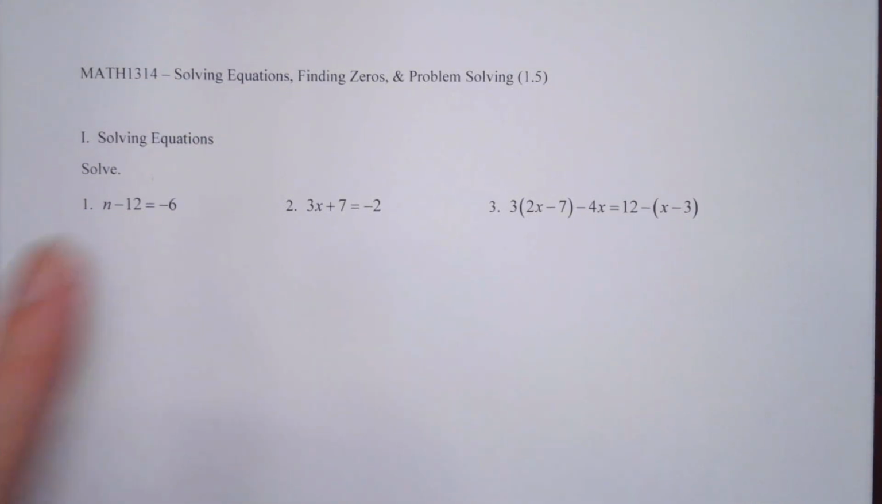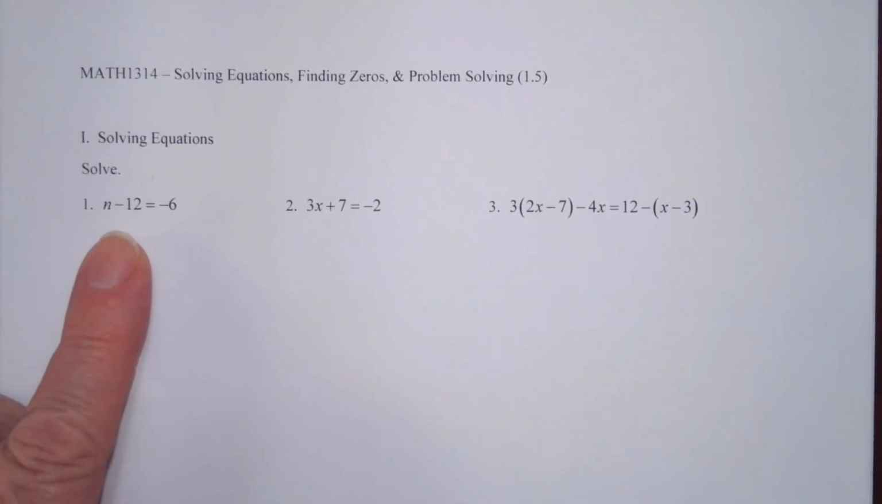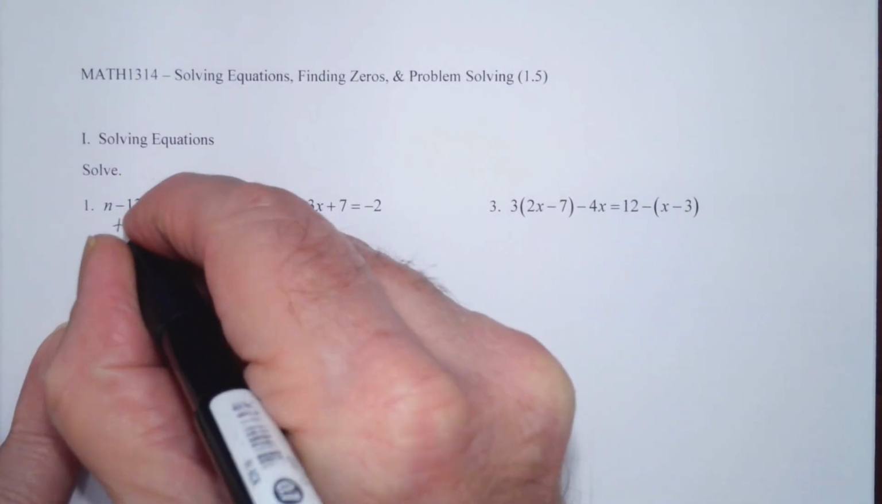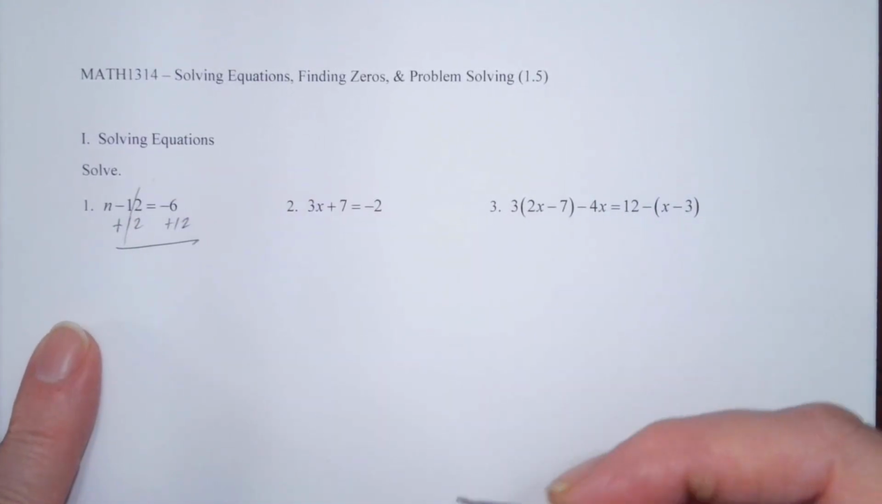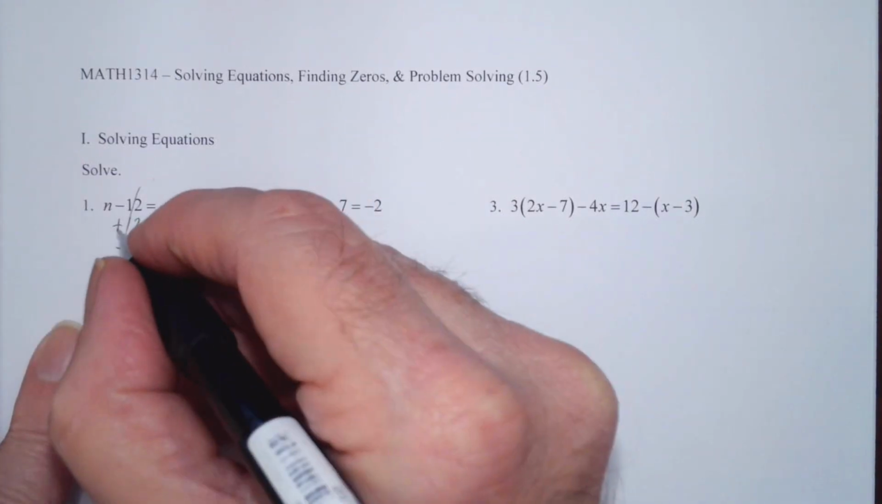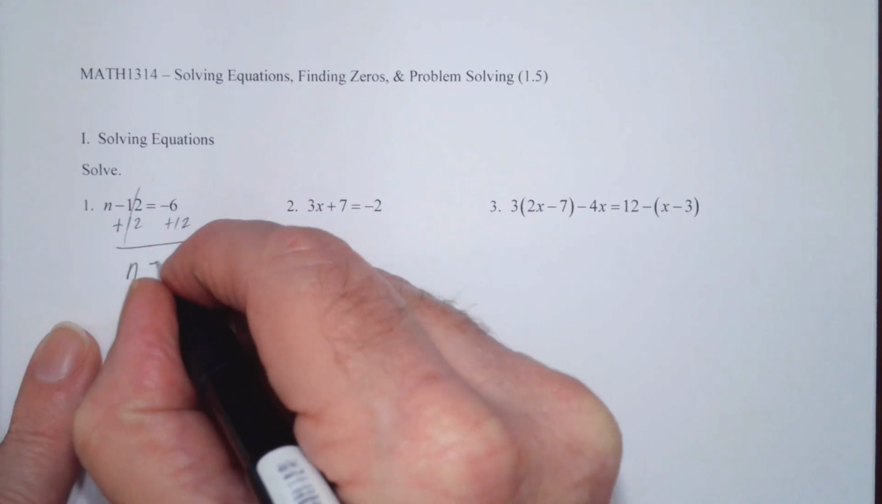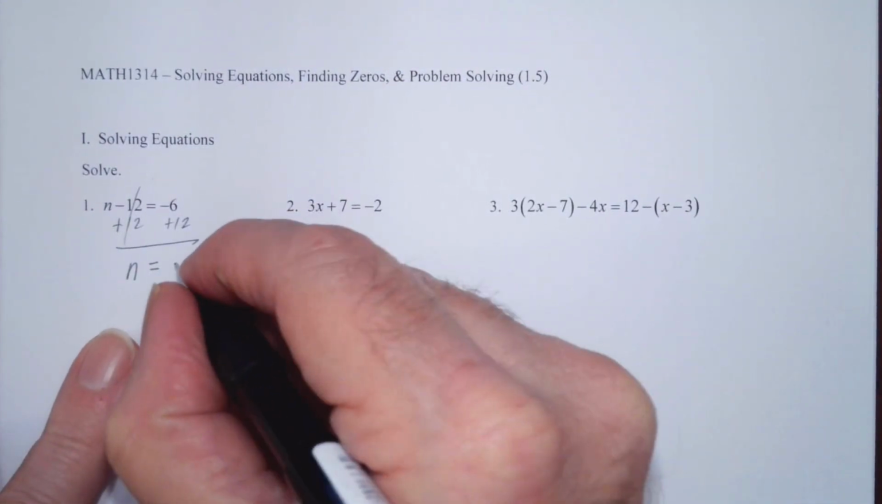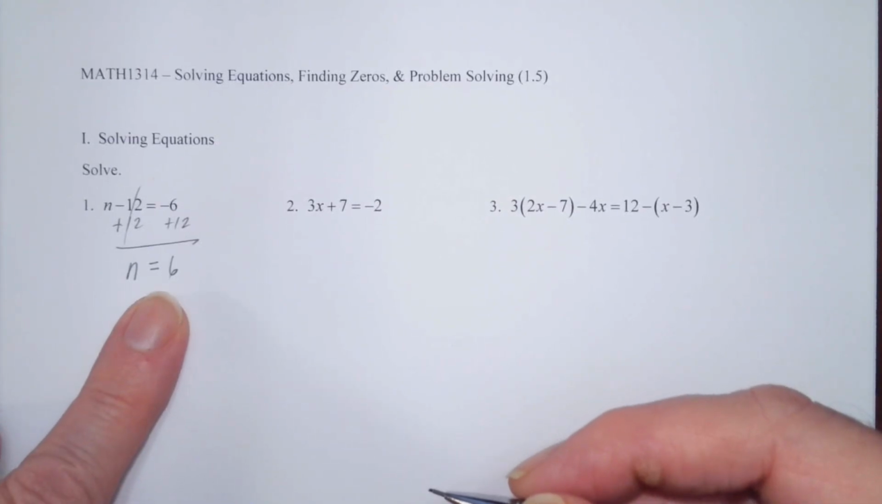So in this case, the other principle is what I call the principle of opposites. So we're going to use that as well. So I'm trying to get n by itself, and to get rid of this minus 12, the opposite of subtracting 12 is adding 12. So we'll add 12 to both sides. And notice the minus 12 and a plus 12 is going to give you 0. 0 plus n is just n. On the other side, 12 and a minus 6 gives you 6. And so we say the solution to this equation is 6.